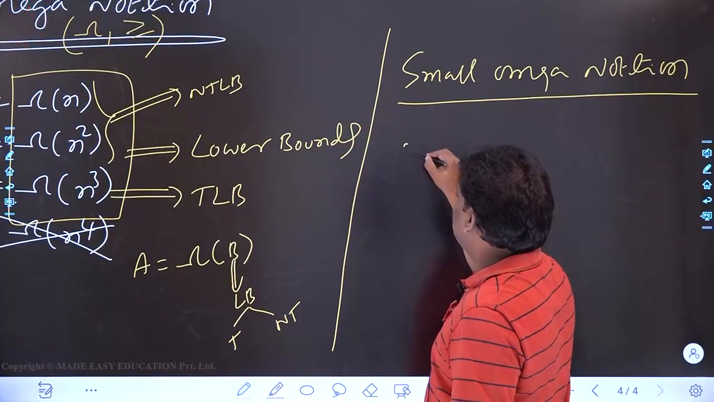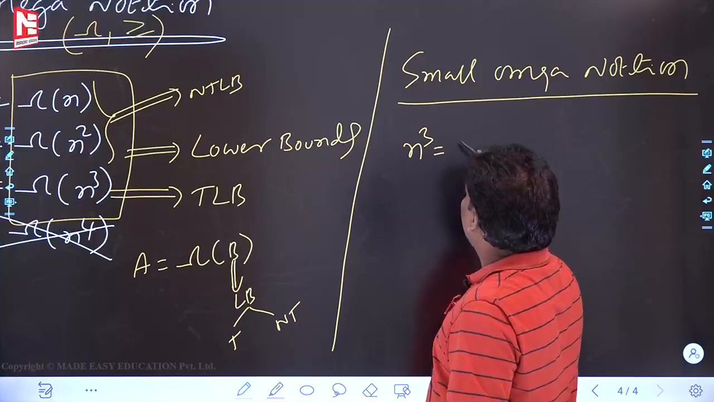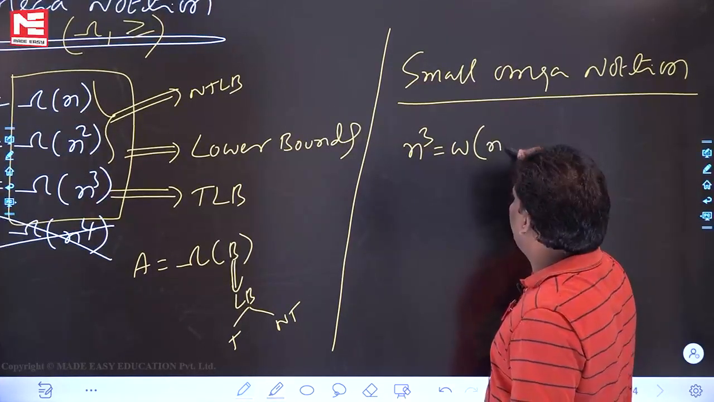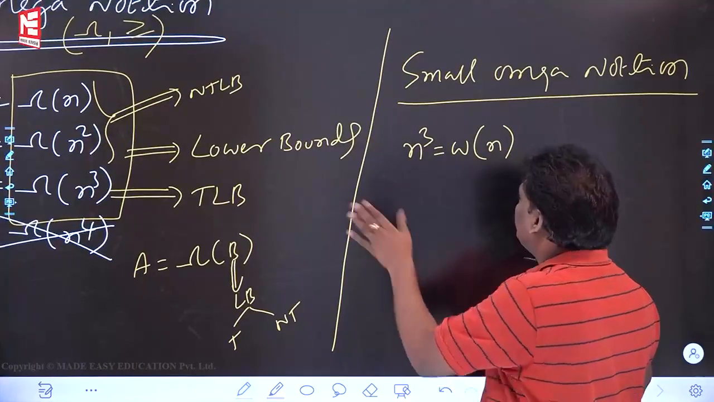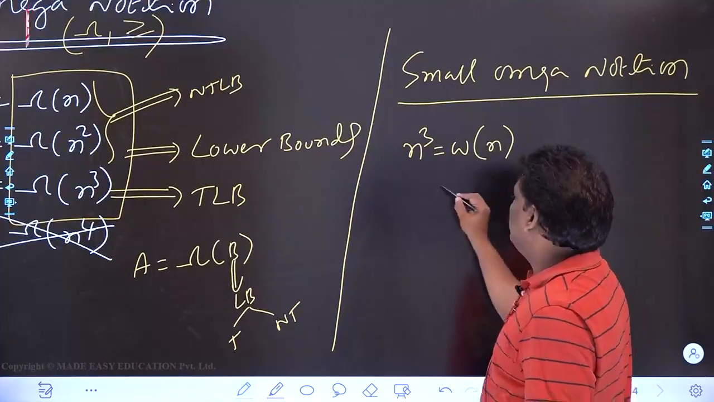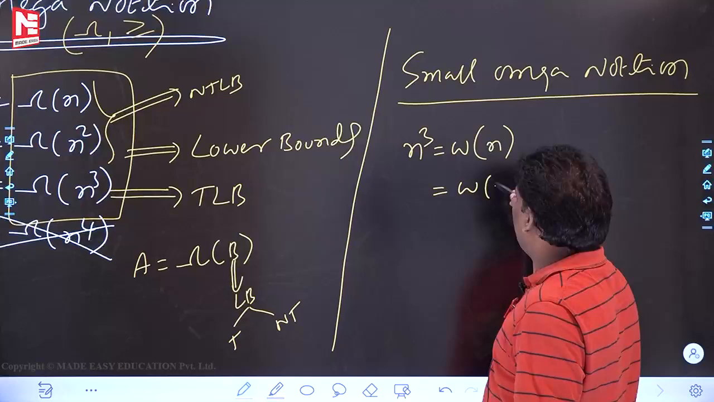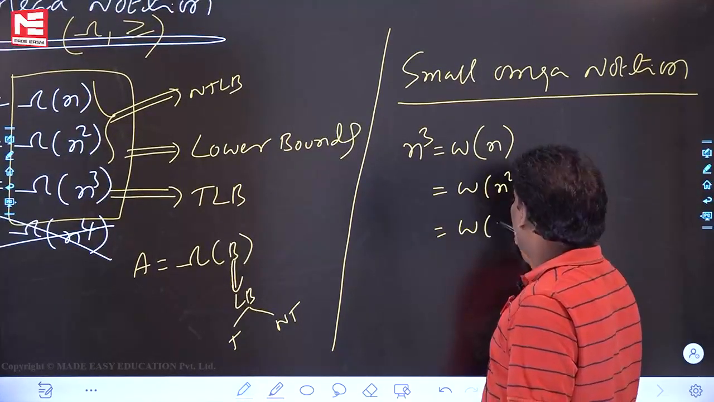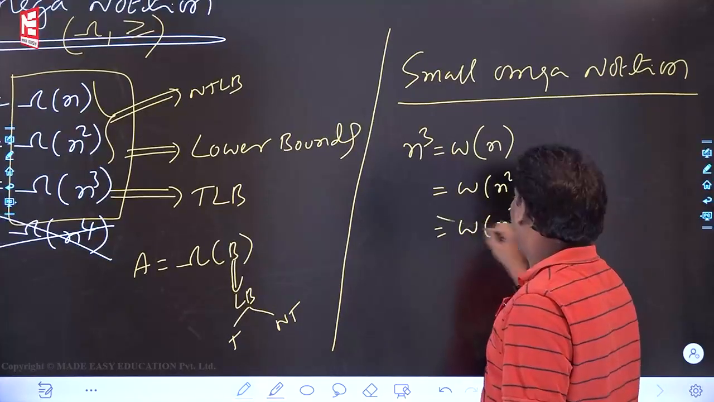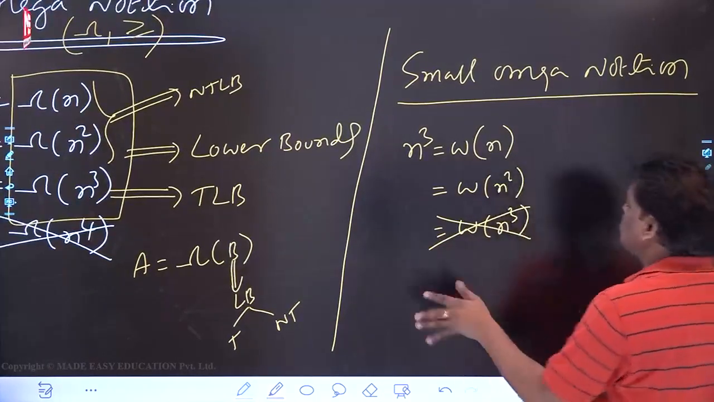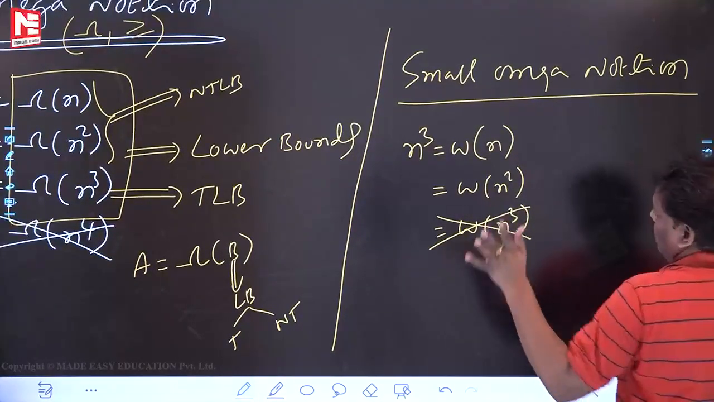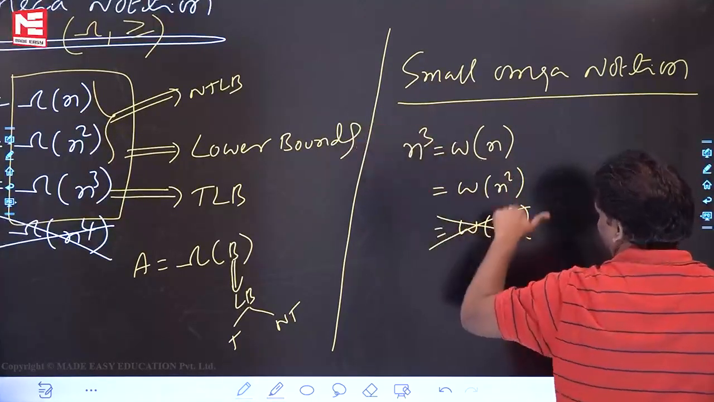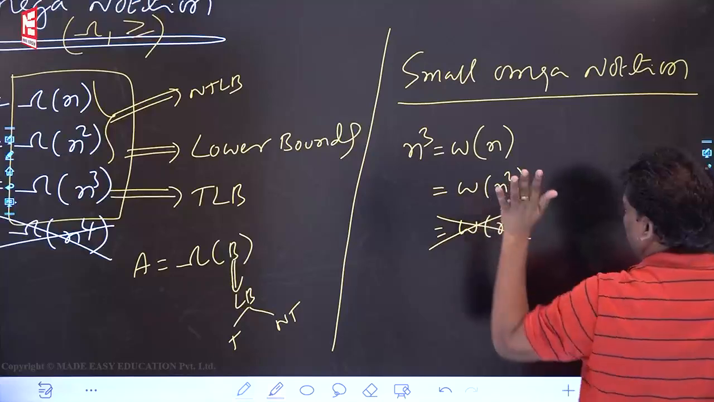See the difference. N cube is small omega of n. Omega means left will be greater or equal. Next one, n cube is small omega of n square, that is also true. Next one, n cube is small omega of n cube is wrong. In the case of small omega, equals are not allowed. In omega notation, left will be greater or equal, but here, left will be strictly greater. Equal is not there.